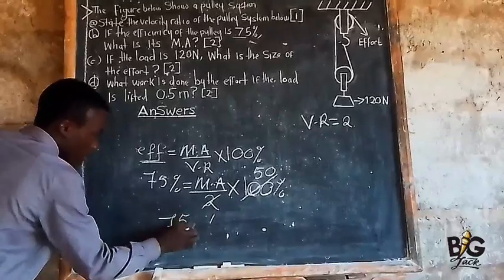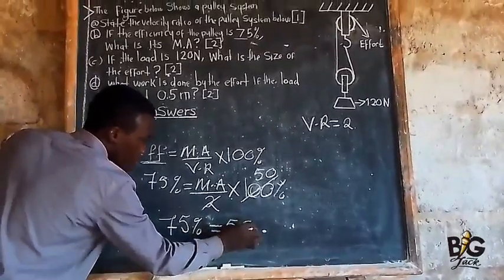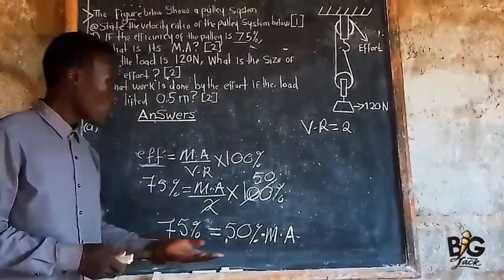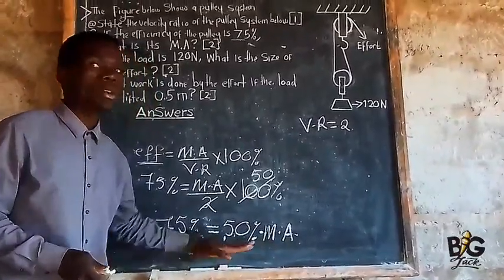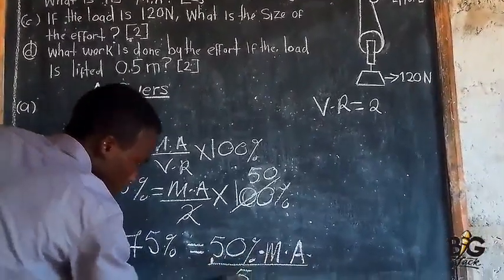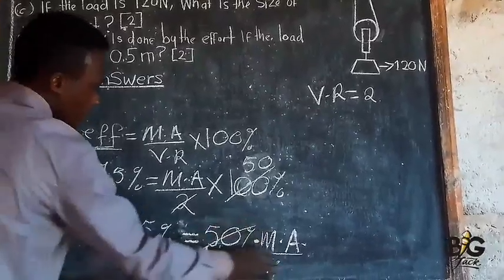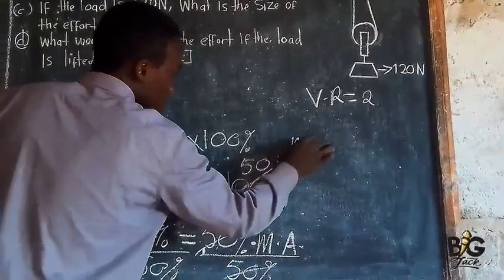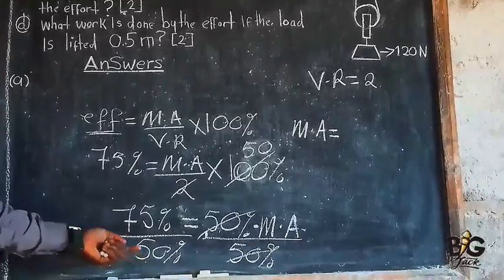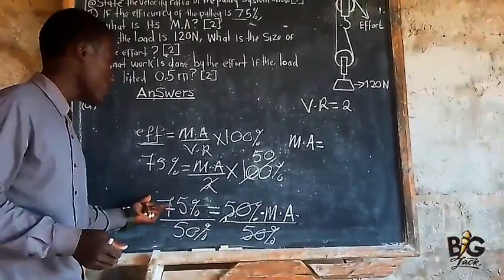So remember, here we are having 75%. Then here we are going to have 50% MA, which is the mechanical advantage. Now here we are looking for mechanical advantage, meaning we are going to divide by 50%. So we can say divided by 50%. Even here divided by 50%. So 50 and 50 they are going to cancel each other. So mechanical advantage is going to be equal to 75% divided by 50%. Remember that the percentages are going to cancel each other. So we can say 75 divided by 50.